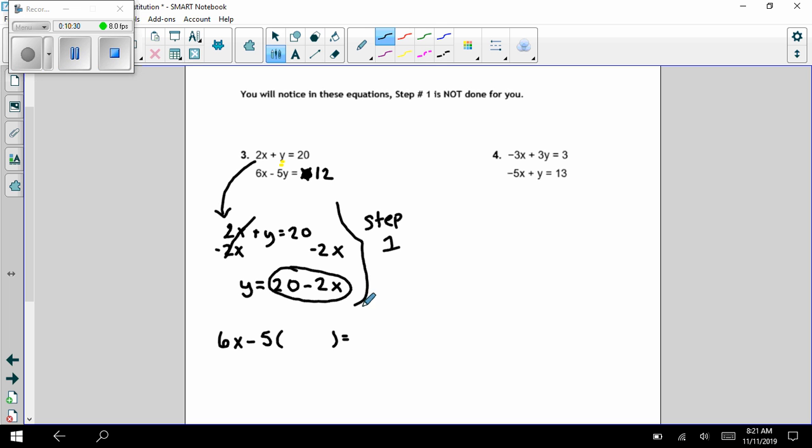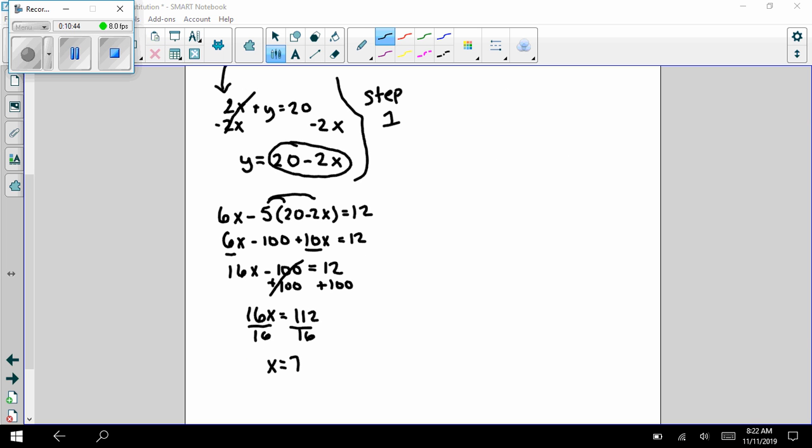I'm going to substitute what I circled in for the y. And again, we do that so that we're only dealing with one variable. As you can see in this step number 2, I have only x's to deal with, which is good. So in this step, we need to distribute the -5 to everything within the parentheses. And after we do that, we have -100 plus 10x.